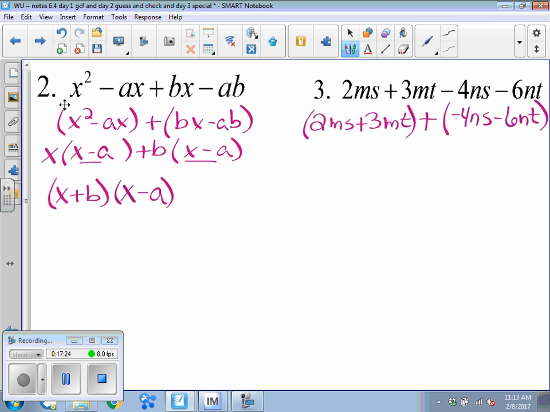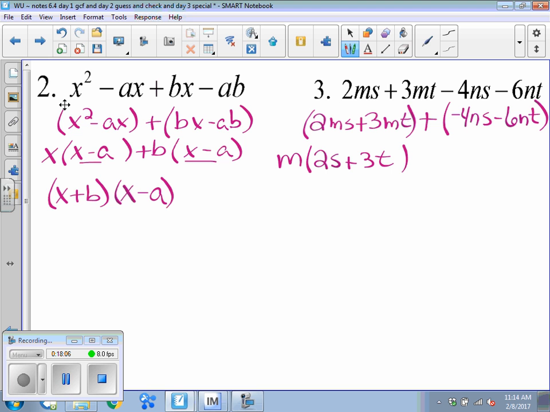You always want a plus in between them. Okay? What's my greatest common factor in my first group? Just m, right? So what does it leave me with when I take out an m? 2s plus 3t. Now, I need to have positive 2s plus 3t in that second group. So what am I going to take out of my second group? A negative 2. If I took out a positive 2, that would leave me with negative 2s minus 3t.